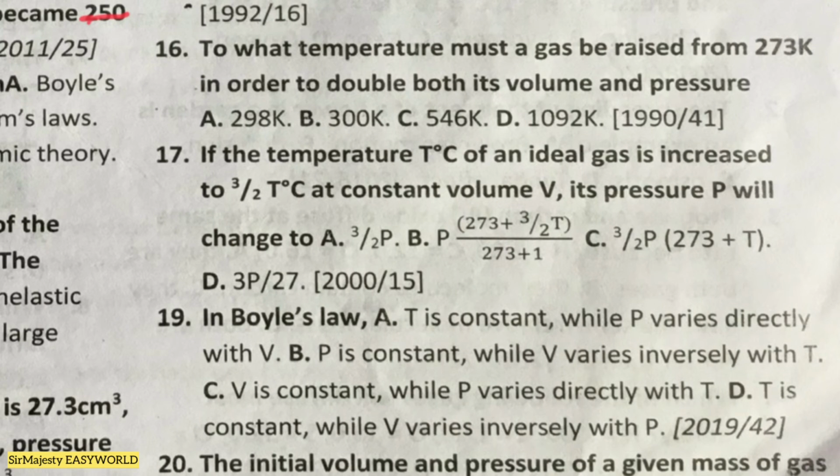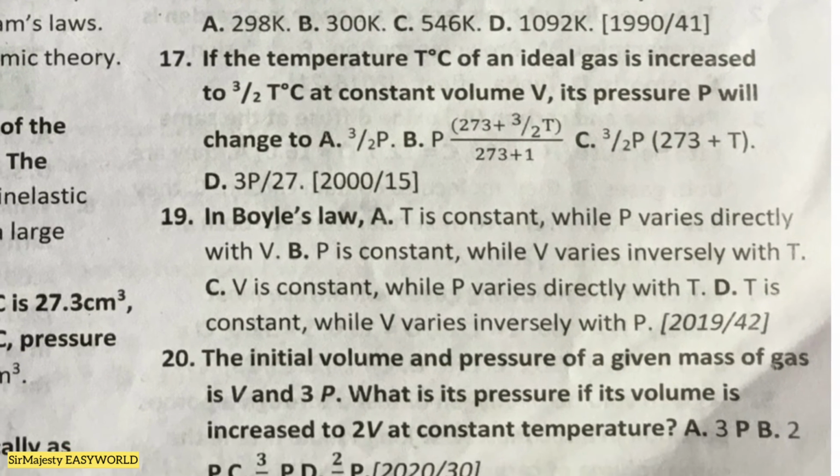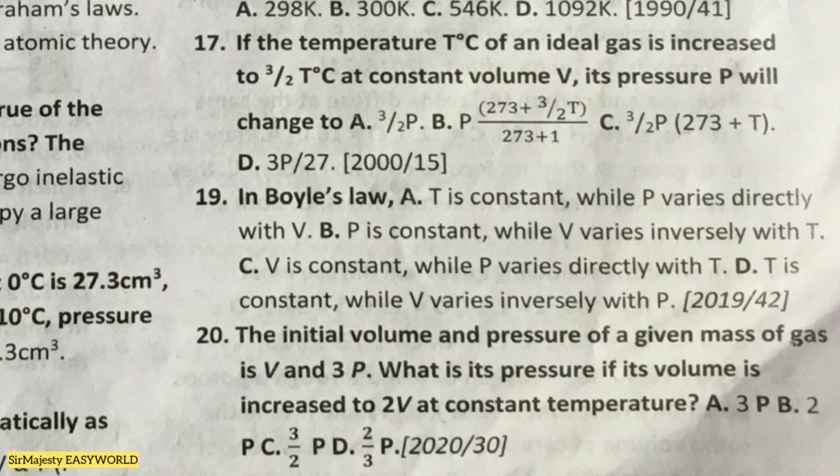And if the temperature T of an ideal gas is increased, okay, still for ideal gas, that's the ideal gas equation. Then number 19, I think it concerns us. In Boyle's law, option A says T is constant, yes. Why P varies directly? No. P doesn't vary directly. P varies inversely. There is inverse variation. This directly is what made option A wrong.